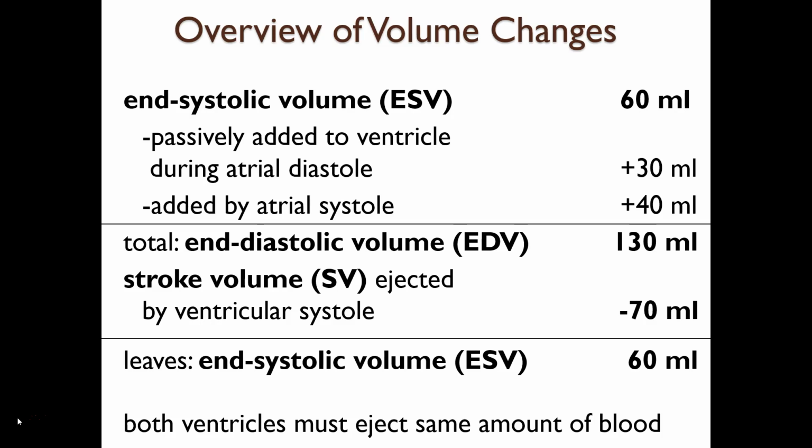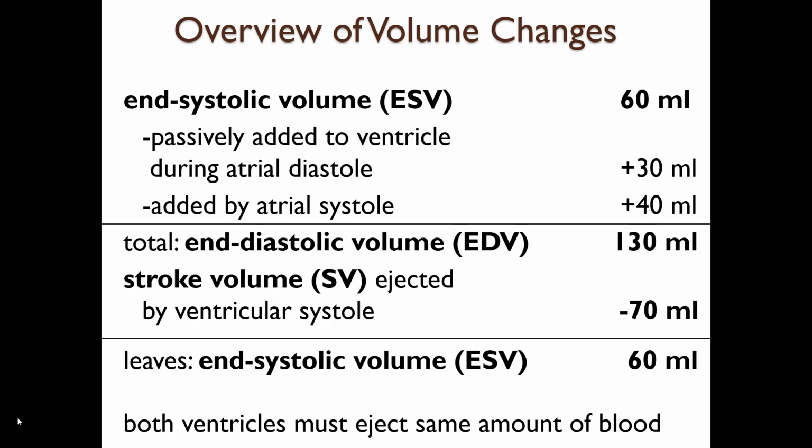Okay? And then when the ventricles contract, you have blood being forced out of the ventricles. That is your stroke volume. And how much is ejected? 70 milliliters. So that means 60 remains.